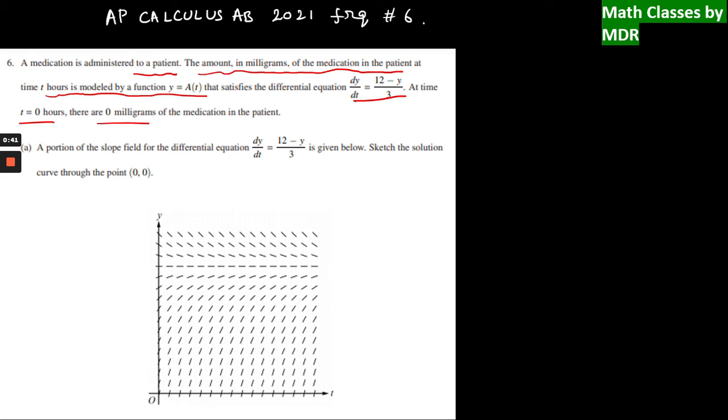So now the question here, we have 4 parts. The first part: a portion of the slope field for the differential equation dy by dt is equal to 12 minus y by 3 is given below. Sketch the solution curve through the point (0, 0). So at the point (0, 0), where y is equal to 0, dy by dt is 4. Then the slope is decreasing and the curve approaches 12, where dy by dt is 0. At y is equal to 12, dy by dt tends to 0, so this is our curve. So the first part is done.